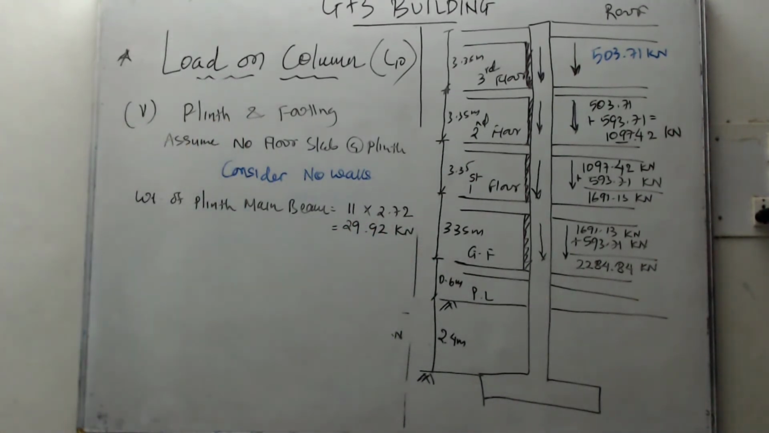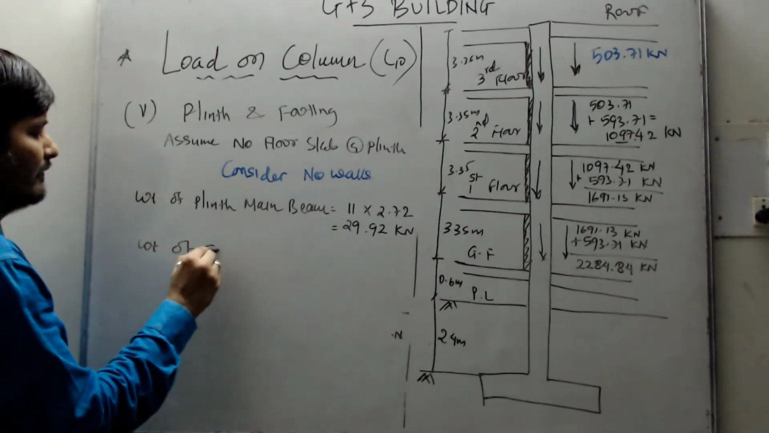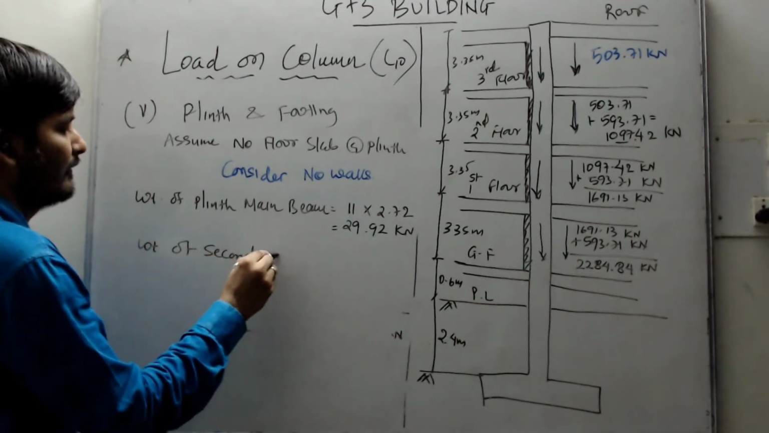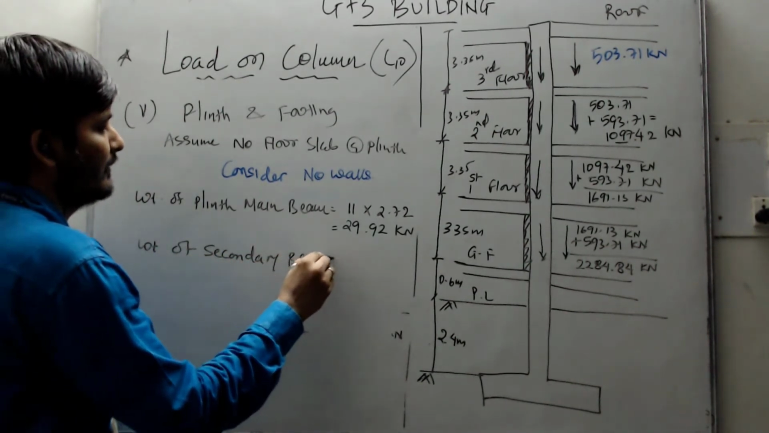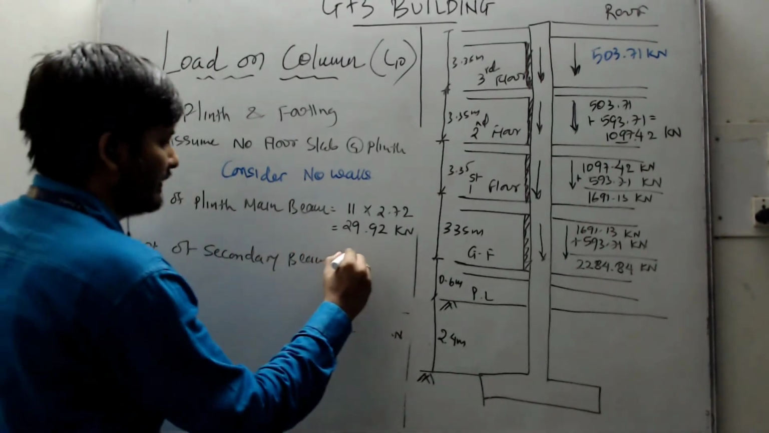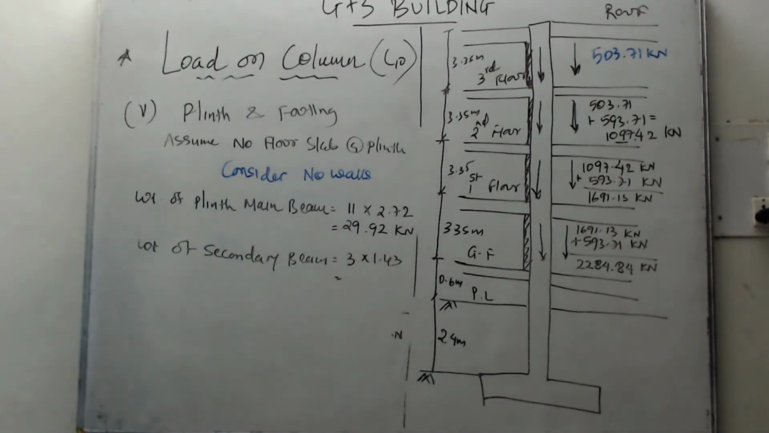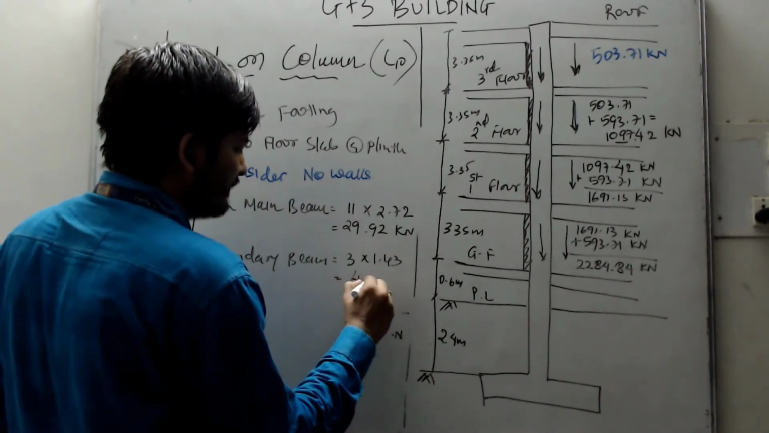Then we have weight of plinth beam. Alright, then we get the weight of secondary beam, right? So we also know the length of secondary beam, which is 3 meter multiplied by 1.43. So if I calculate this, I'll get my answer as 4.29 kilonewton.